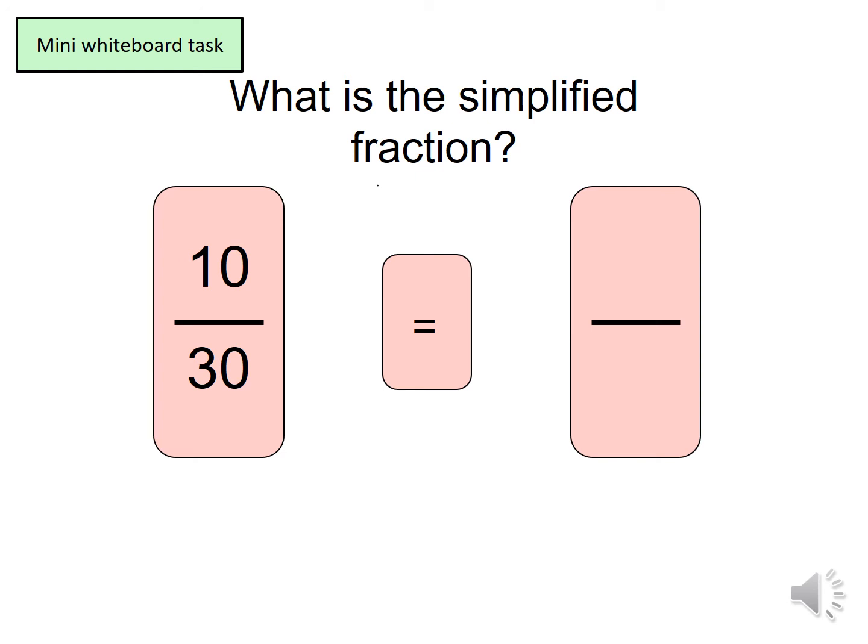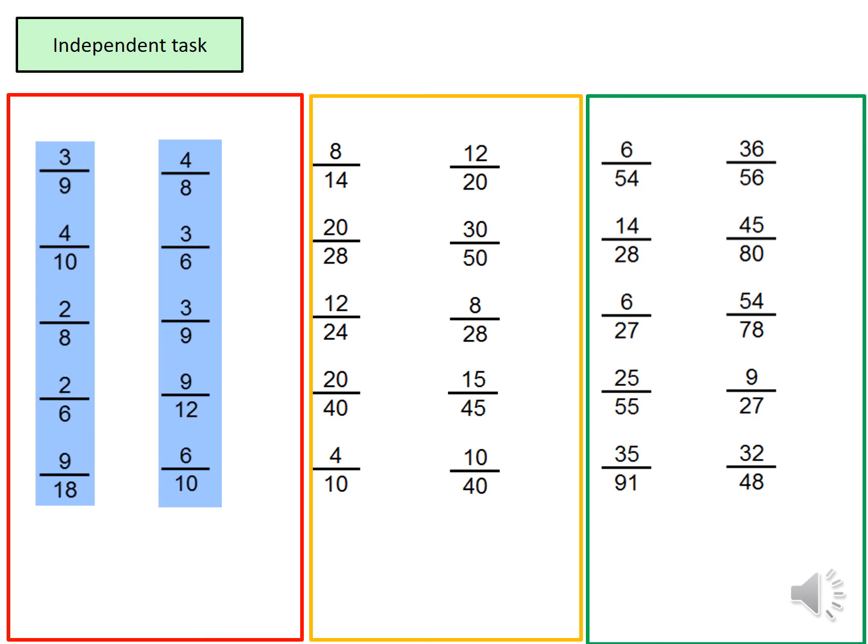Okay, welcome back. So the highest common factor of 10 and 30 is 10. So I'm going to divide the numerator by 10, I'm going to divide the denominator by 10. So we have a simplified fraction of 1 over 3. So we are now on to the main task. What I would like you to do is to simplify all of these fractions. What I would like you to do is to do 4 from red. I'd like you to do 4 from amber. And finally do 4 from green.